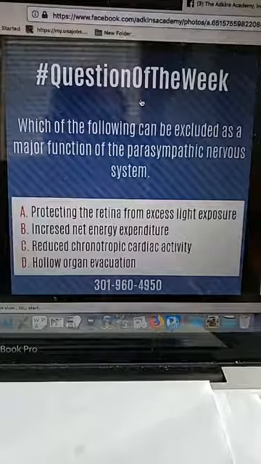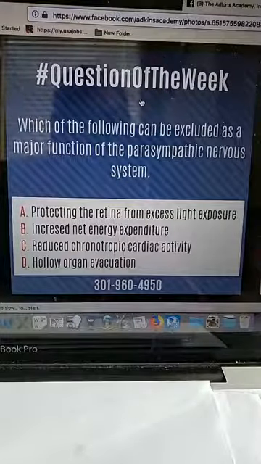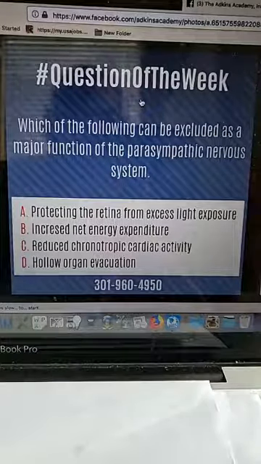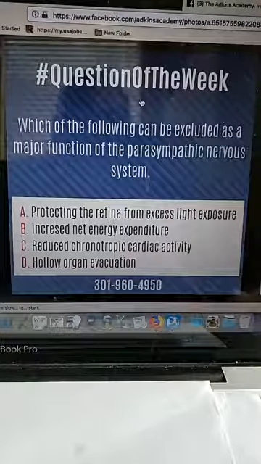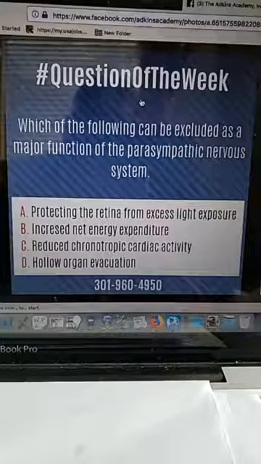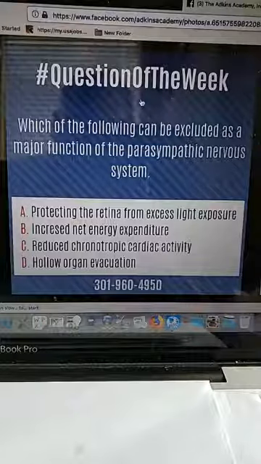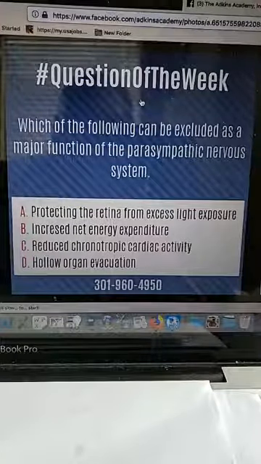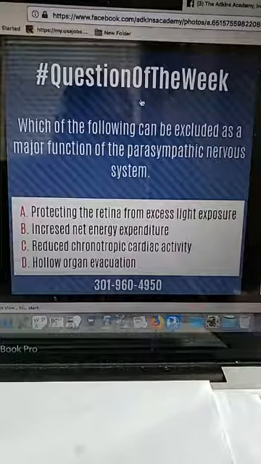Are we going to reduce the activity of the heart? Are we going to increase the activity of the heart? Right? Are we going to have hollow organ evacuation? And so, for example, the bladder would be a hollow organ, but also the large intestines, right? The GI tract in general. So again, we're going to increase urination and defecation. We're going to reduce the activity of the heart, and the sympathetic nervous system should increase the heart activity pretty significantly.